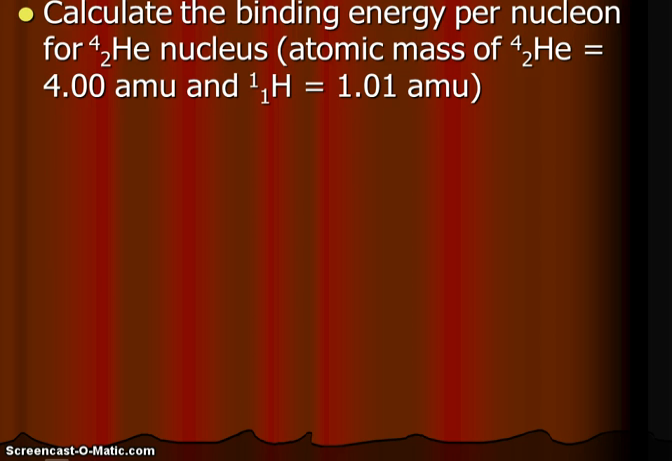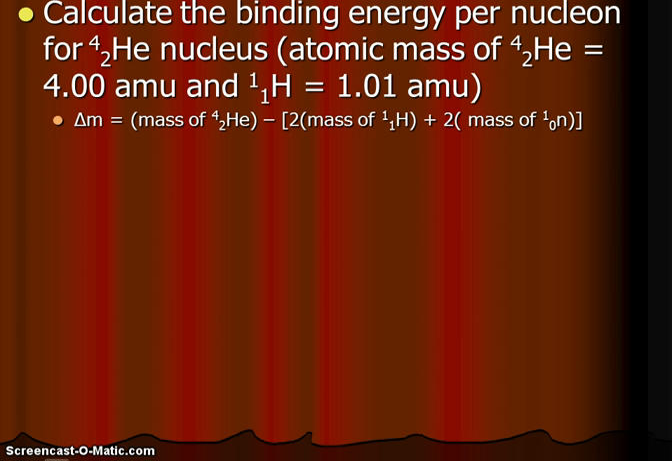A little bit of a difference this time because now we're going to be given AMUs instead of grams like we did in the last problem. So this time we're going to calculate the binding energy per nucleon, that just means per particle in the nucleus, for helium-4. And it tells us that the atomic mass for helium-4 is 4 AMUs, and the atomic mass for a proton is 1.01 AMU.